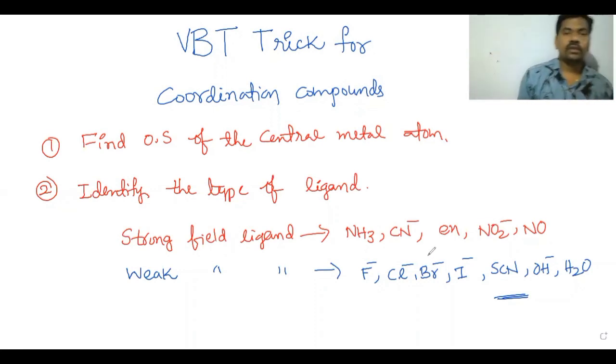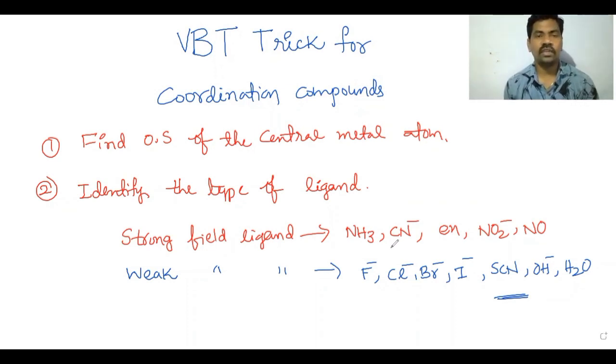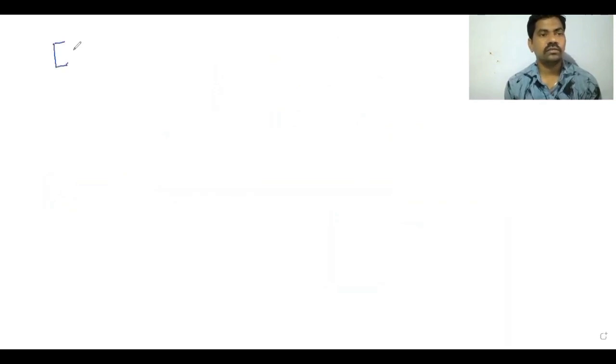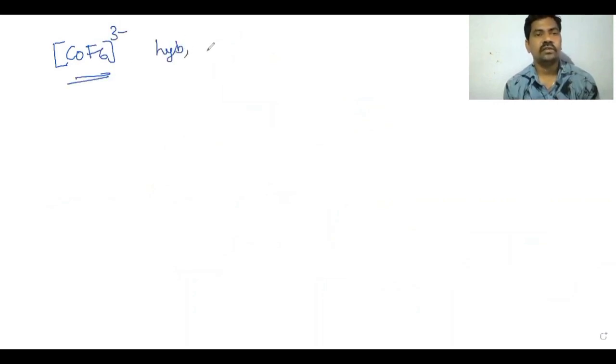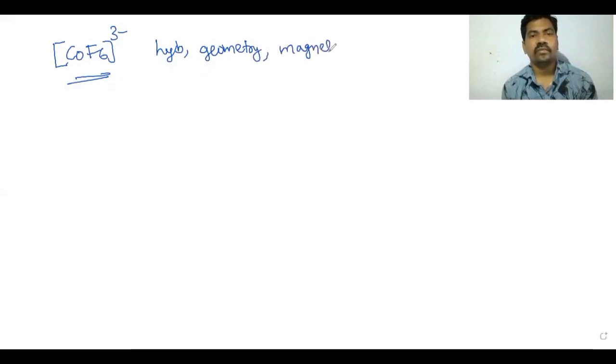Then, how do these ligands play an important role in the geometry or hybridization of the coordination complex? Let's take an example, CoF6 3 minus. Let's find out the hybridization, geometry, and magnetic nature of the compound.